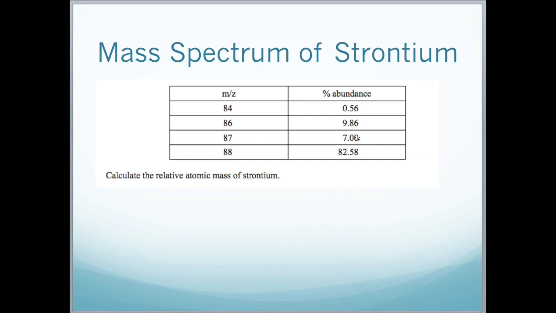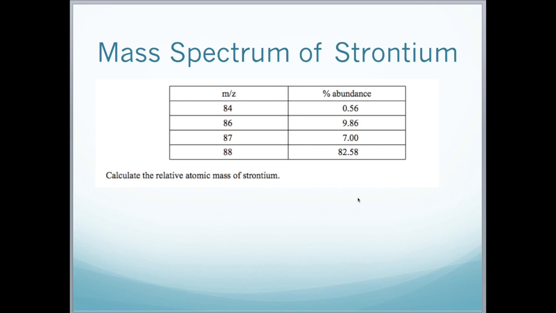So if we add all these numbers together, we get 100%. So that is our total number of atoms. So we have 100 atoms. To get the total mass, we need to multiply each of these by the percentage abundance. So we do 0.56 times 84 plus 9.86 times 86 plus 7 times 87 and 82.58 times 88.